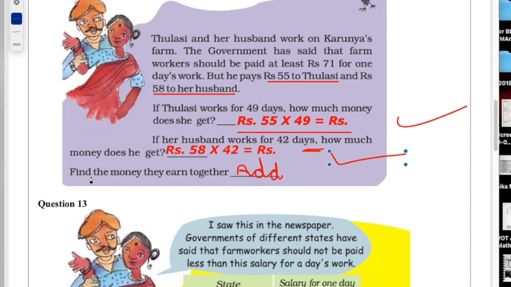Now the question is, find the money they earn together. How can you find the money earned together? You have calculated the amount Tulasi has earned, and this amount her husband has earned. Now you add these two amounts, and that will give you the money they earned together.